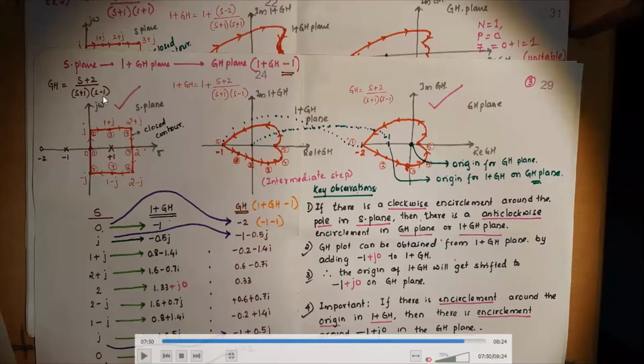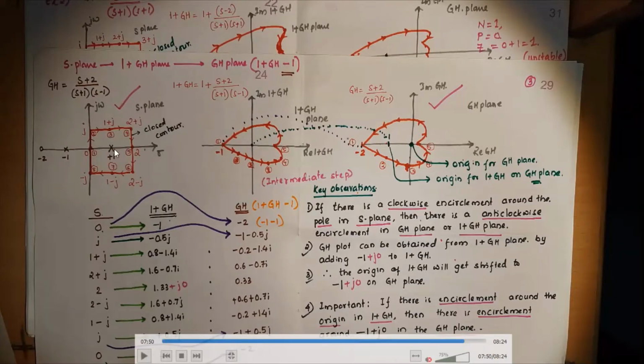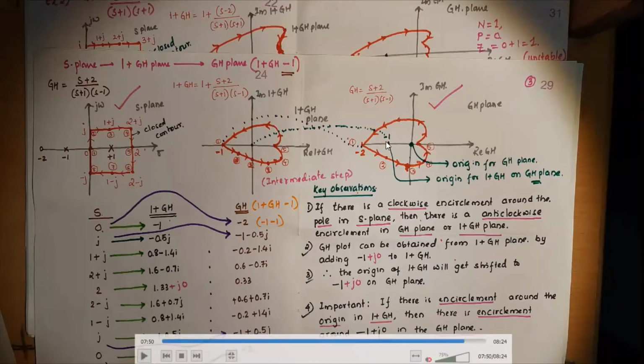Let us verify it from the point of view of the Nyquist criterion. So Nyquist criterion is straight away Z equal to P plus N. How many poles of GH are lying in the right half? 1. So P is 1. Next, find N, the number of encirclements around minus 1. How many encirclements are taking place around minus 1? There is 1.